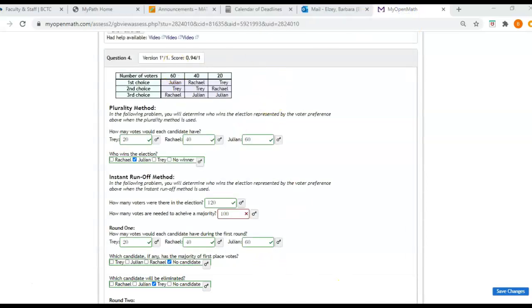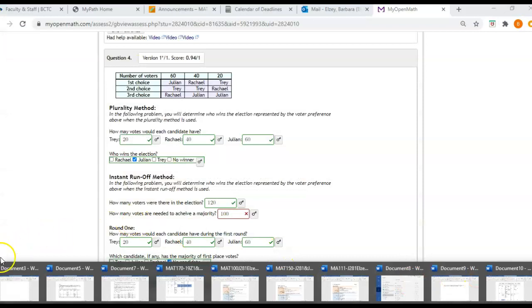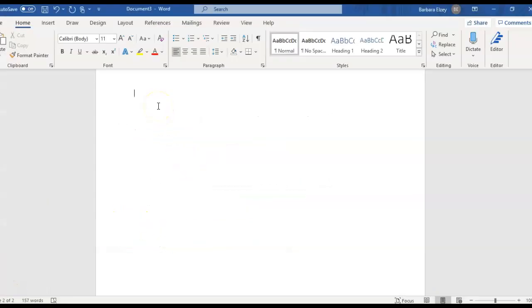Okay, now 120, I'm just going to go to a blank sheet. So a majority is always one more than 50% or rounded up from 50%. So all we have to do to get 50% is divide our total by 2. That gives 60 voters. We want more than 50% though, so we add 1. 61 is the majority.